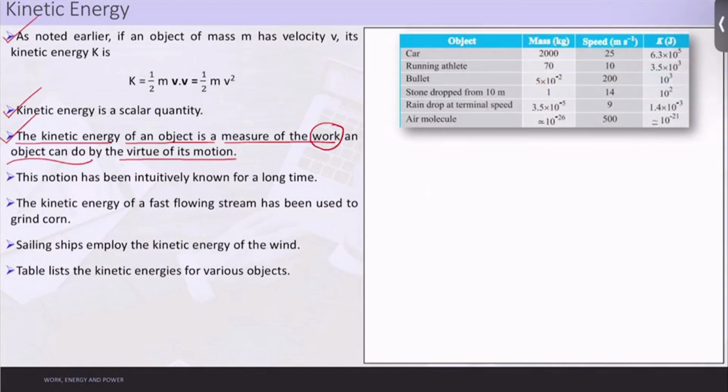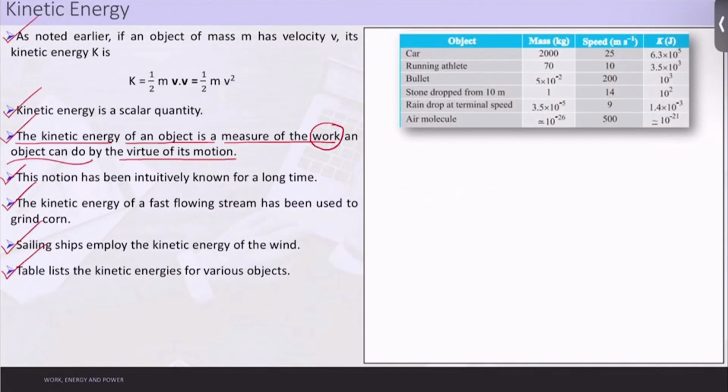Okay, fine. That thing being said, this notion has been intuitively known for a long time. The kinetic energy of a fast flowing stream has been used to grind corn. Sailing ships employ the kinetic energy of the wind. The table lists the kinetic energies of various objects. So some of the kinetic energies have been given here.